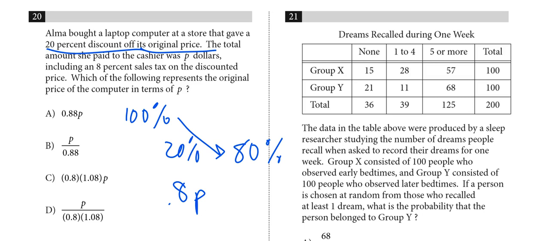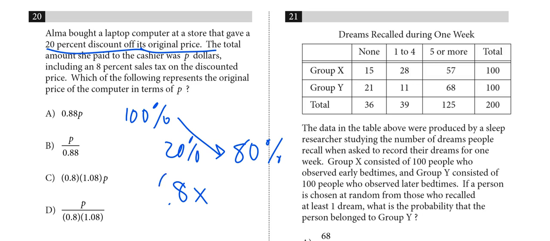Now I have to be careful here because I think they're labeling P differently. The total amount she paid to the cashier was P dollars, including an 8% sales tax on the discounted price. Which of the following represents the original price? So let's call the original price X. So if we take 0.8x, that's our sale price.